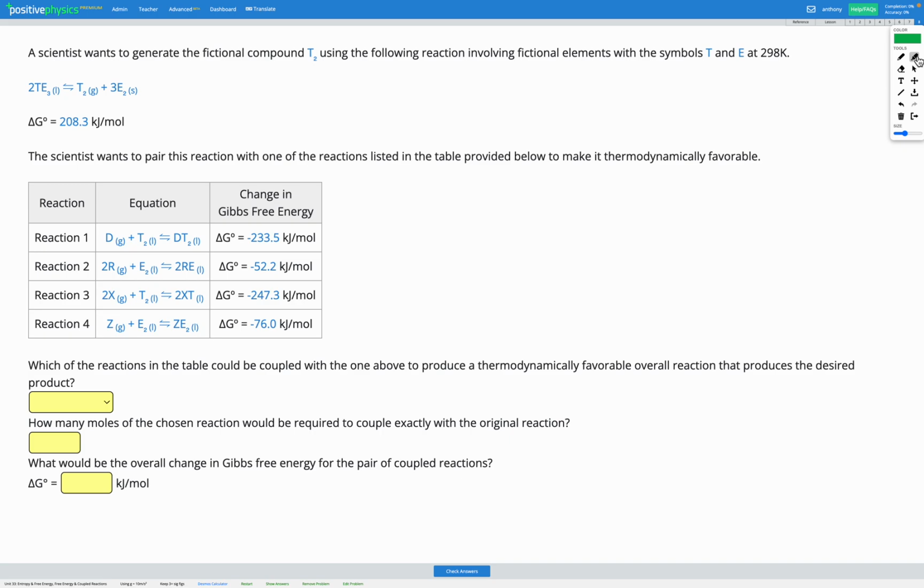In this question, a scientist wants to generate the fictional compound T2 using the following reaction involving fictional elements with the symbols T and E at a temperature of 298 Kelvin. So here's our reaction. We've got 2Te3 goes to T2 plus 3E2. And the thing we're trying to produce is T2. So this is our goal product.